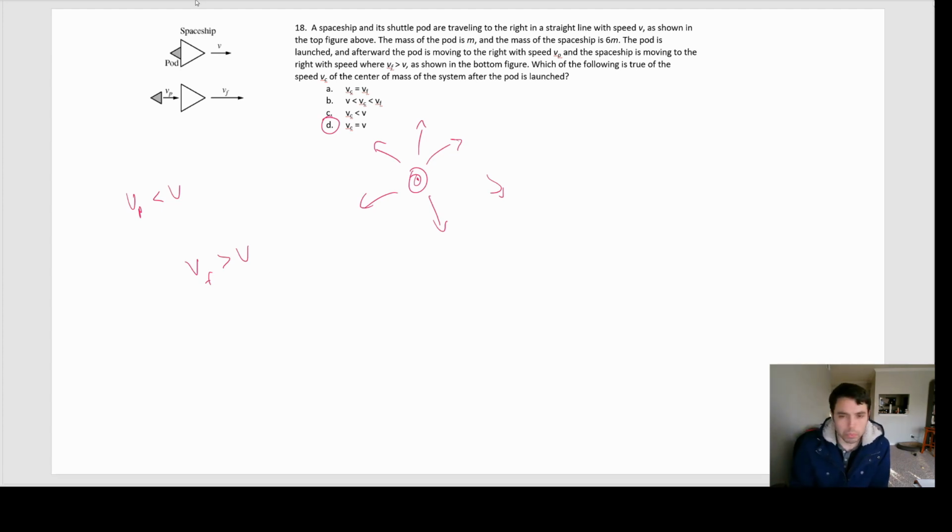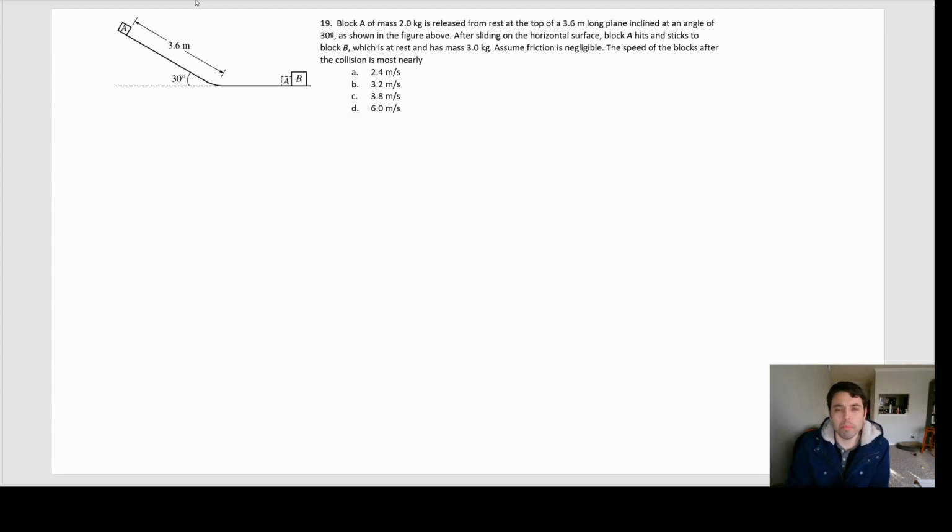So that's kind of a good general rule to think of when it comes to center of mass problems. Okay, almost done. Number 19. This is an energy problem. Block A of mass 2 kilograms is released from rest at the top of a 3.6 meter long plane inclined at an angle of 30 degrees as shown in the figure above. After sliding on the horizontal surface, block A hits and sticks to block B, which is at rest and has a mass of 3 kilograms. Assume friction is negligible. The speed of the blocks after the collision is most nearly what?